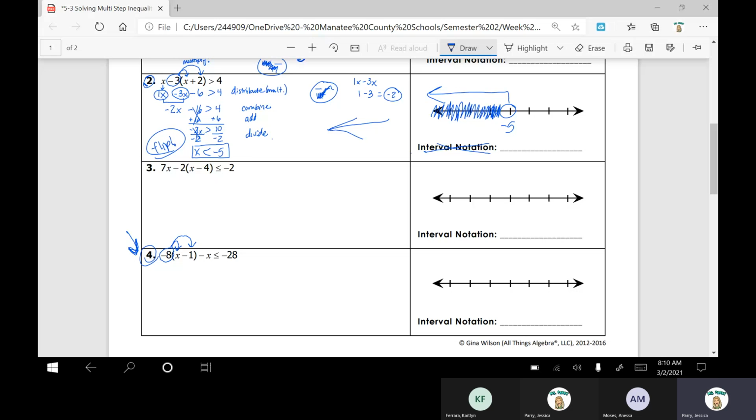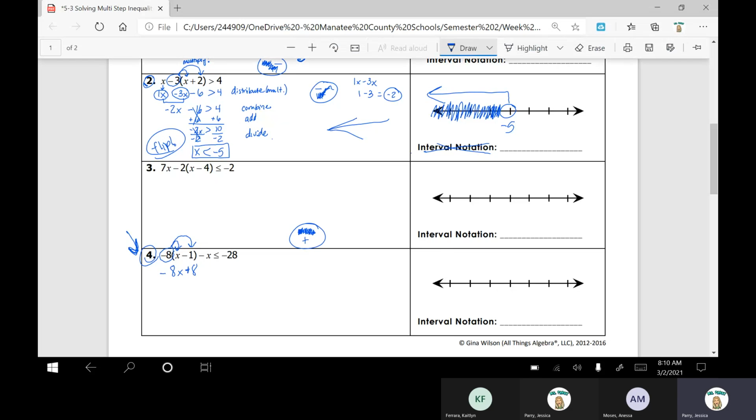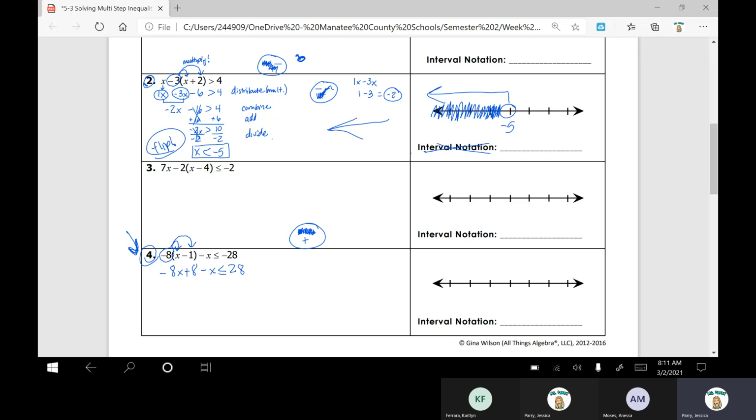Our first jump, -8 times x is -8x. And then my second jump, we have a -8 times -1. Negative times a negative is positive, and then 8 times 1 is 8. Okay, so we've got -8x plus 8 so far. I'm going to fix that plus sign. And then we're just going to copy down everything else. Minus x less than or equal to 28.